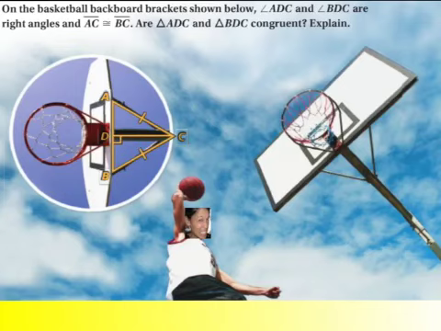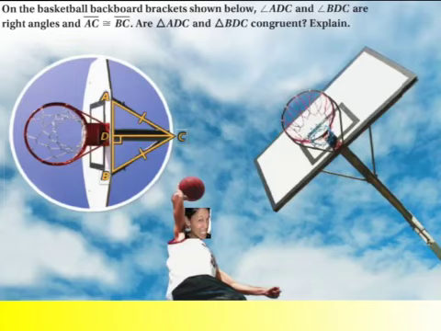Alright, so let's use this HL theorem with this problem. It says, on the basketball backboard brackets shown below, angle ADC and angle BDC are right angles, and segment AC is congruent to segment BC. Are triangles ADC and BDC congruent? Explain.